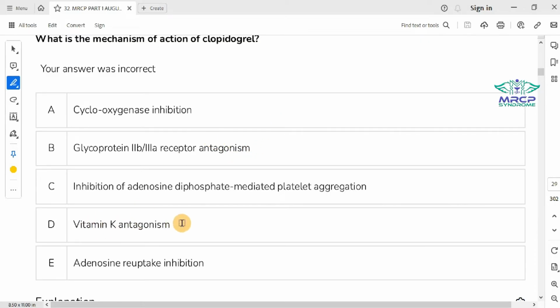And vitamin K antagonism. This is warfarin. Warfarin works by inhibiting the synthesis of the vitamin K dependent clotting factors 2, 7, 9, 10, or you can remember as 1972. And these vitamin K dependent clotting factors are essential for the coagulation cascade.